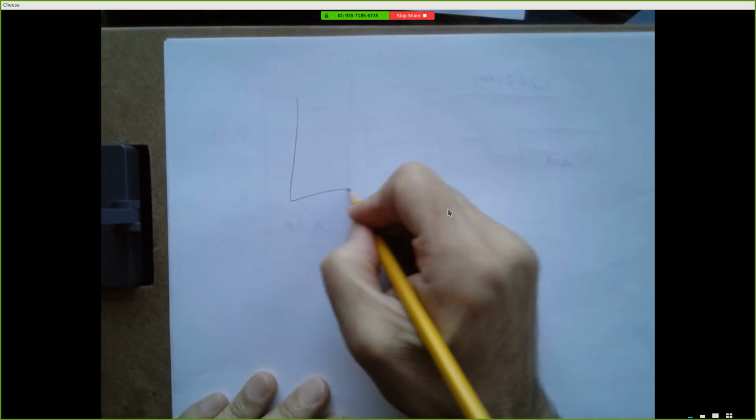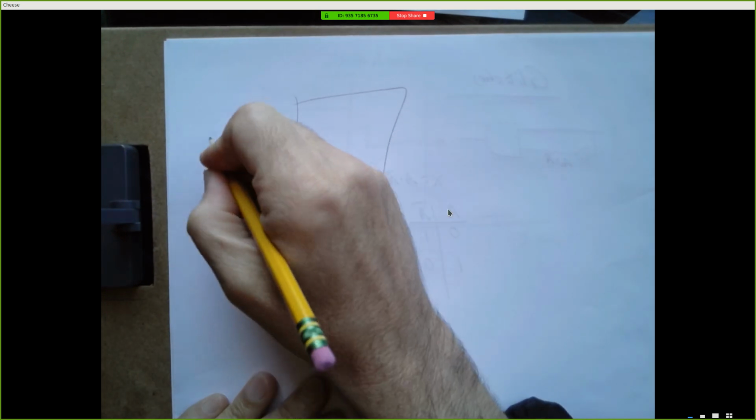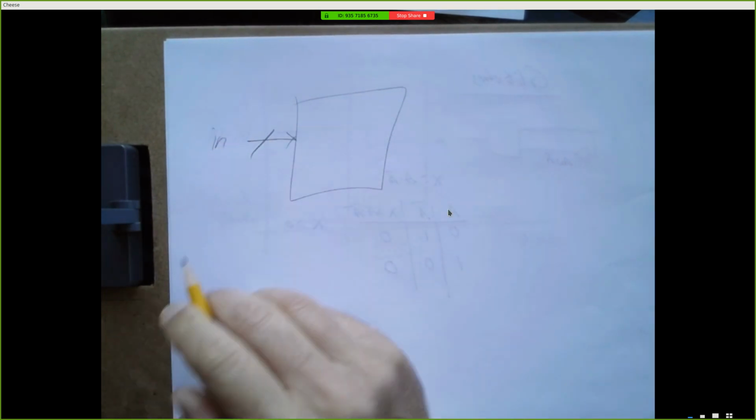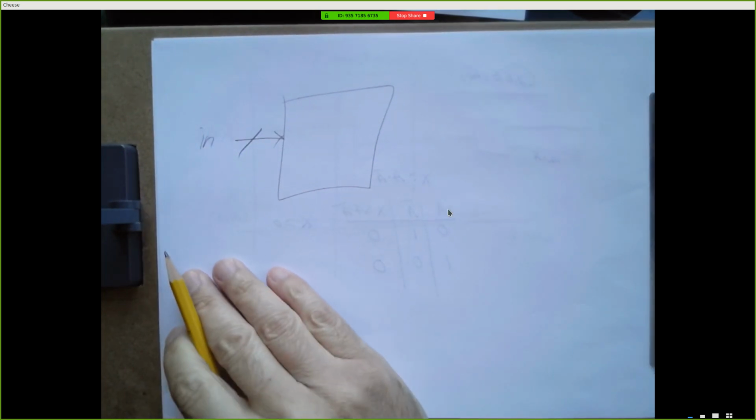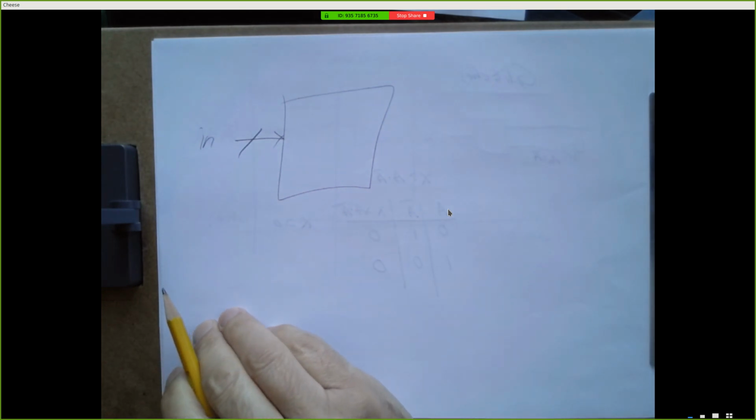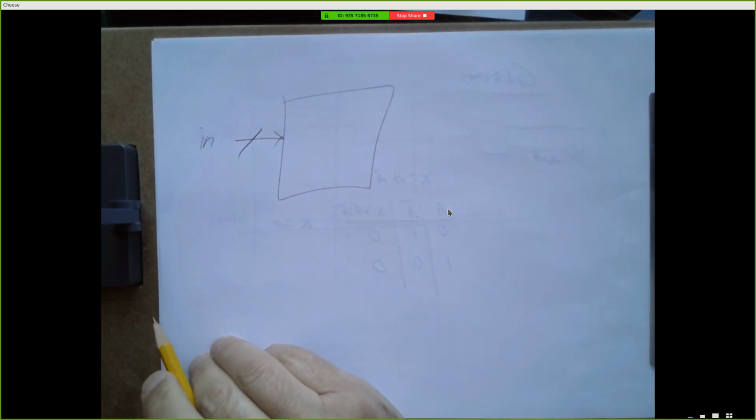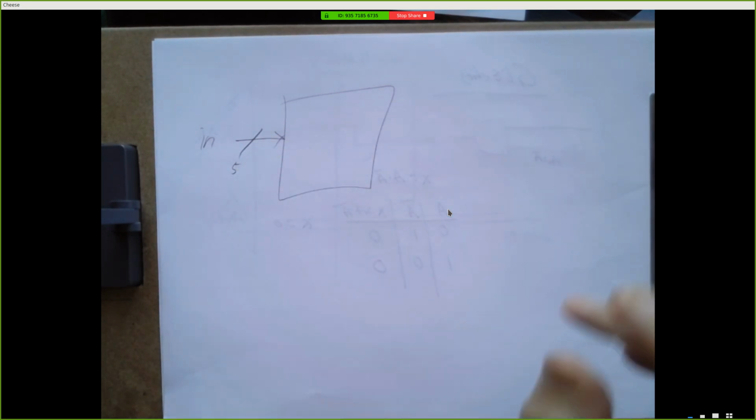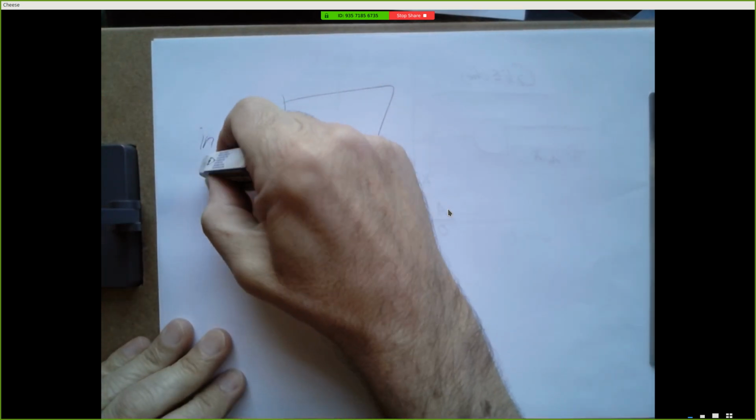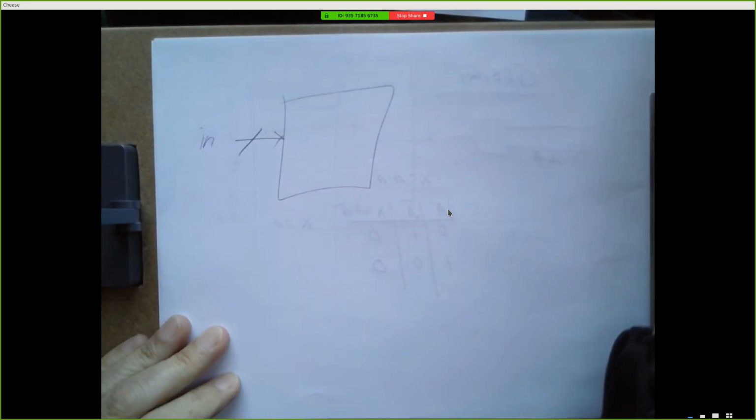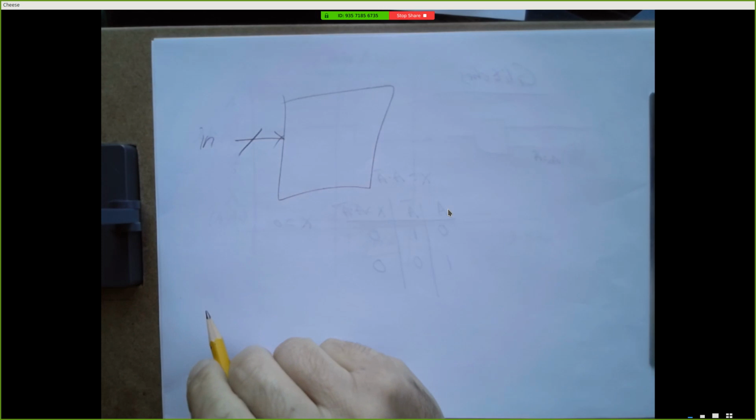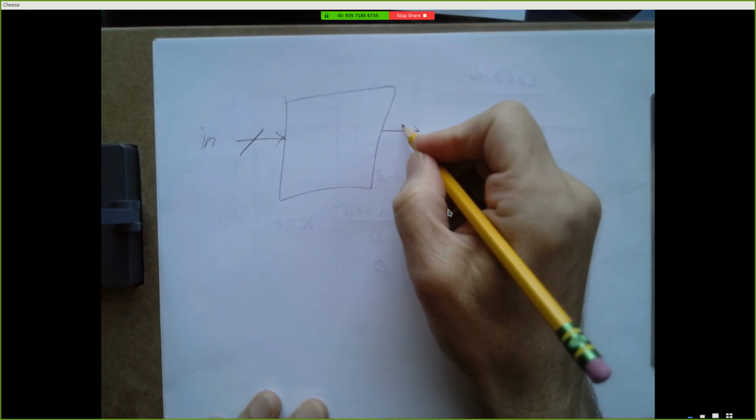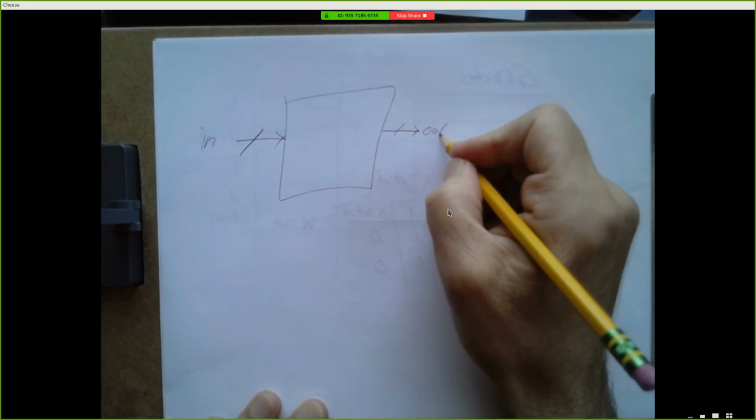So we have a system. We have inputs. And if you see an arrow with a slash through it, it usually means there's more than one arrow, but we're only drawing one arrow. Sometimes you'll see a slash with a 5. That means there's 5 arrows, but we're only drawing one arrow, because too many arrows makes things messy. So this just means I have one or more inputs, and I have some outputs.